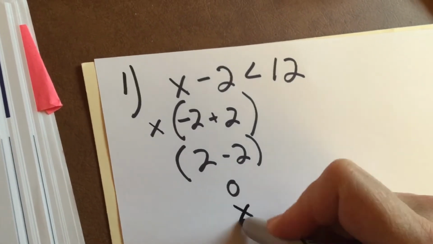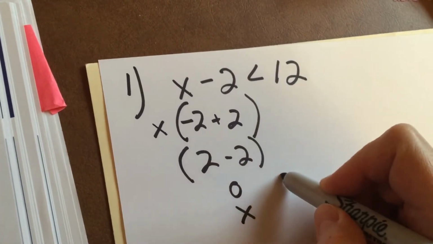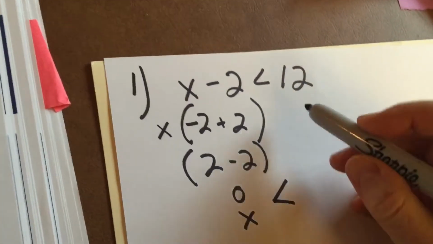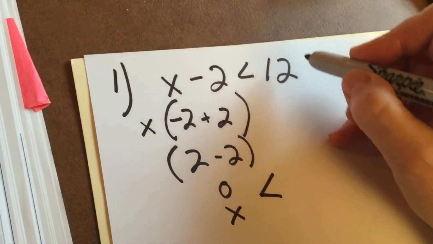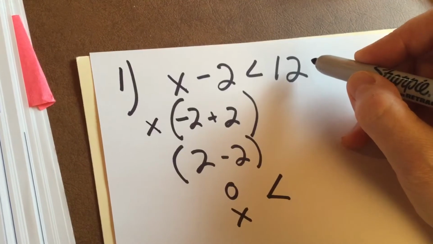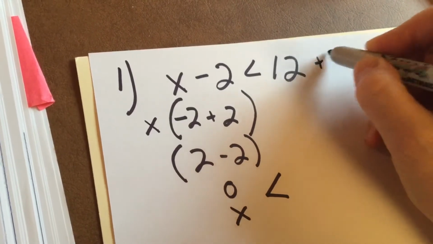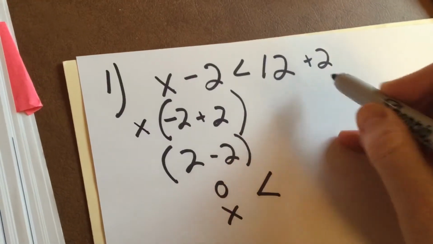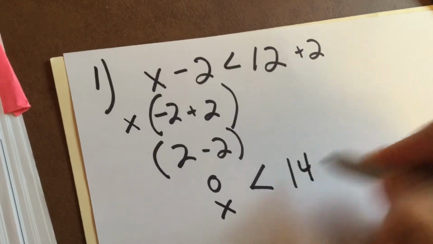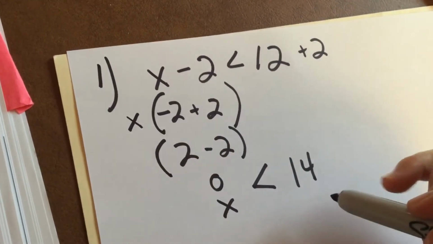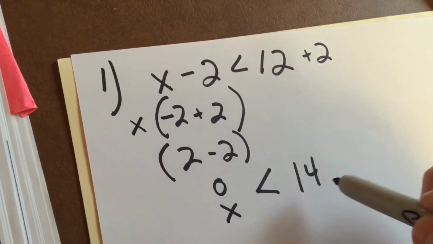So I end up with x. And then I bring down my inequality sign. And then I have a 12, and I am adding a 2, right? 12 plus 2 is going to be 14. So not a lot of steps here. I end up with an x and a 14.